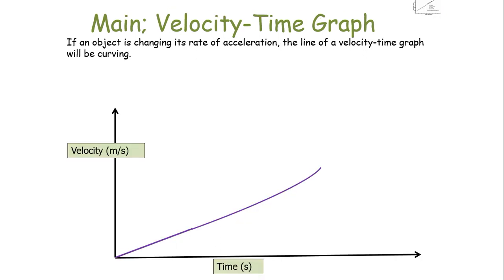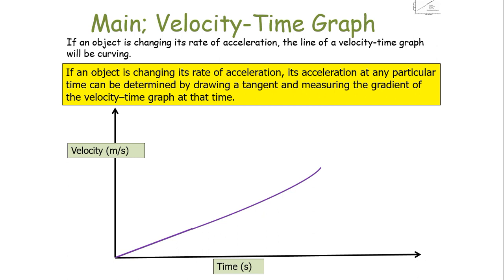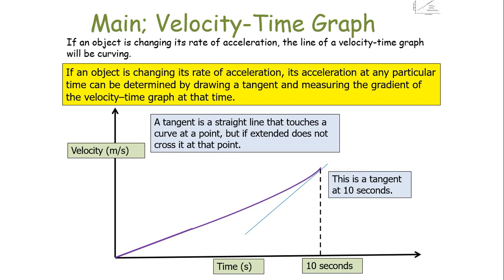Now, if the object is changing its rate of acceleration, the line of a velocity time graph will be curving. You can then determine the acceleration at a particular time by drawing a tangent and measuring the gradient of the velocity time graph at that particular point. So a tangent is a straight line that touches the curve at a point, but if extended, doesn't cross at that particular point. So in this example, we've got a tangent to the graph at 10 seconds. So it's a straight line, just touching the graph at the 10-second juncture.